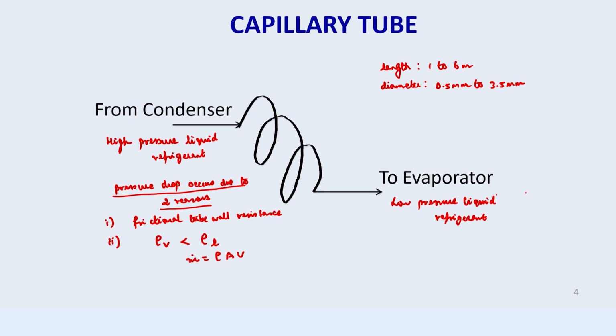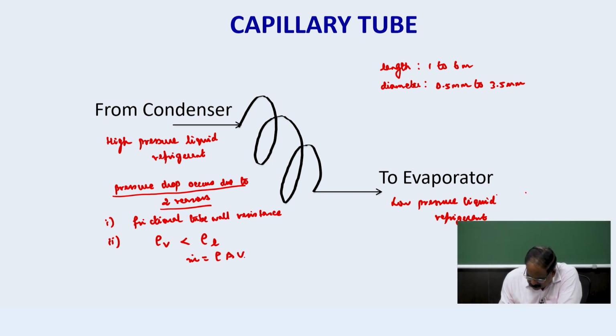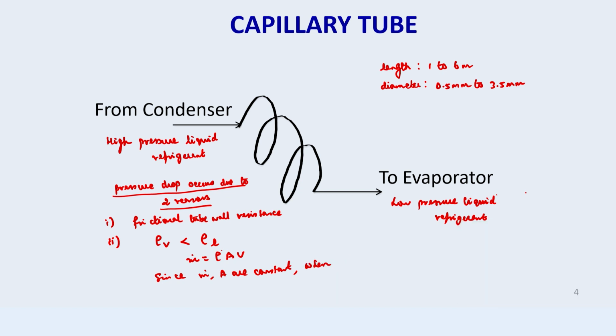When the velocity increases, then the pressure drop occurs. So here, since m dot and A are constant, when rho, the average density, decreases, therefore velocity V increases. Due to this, pressure drop occurs.